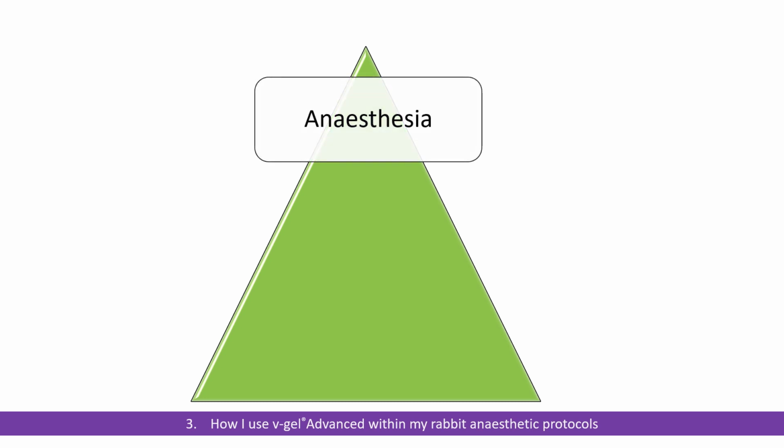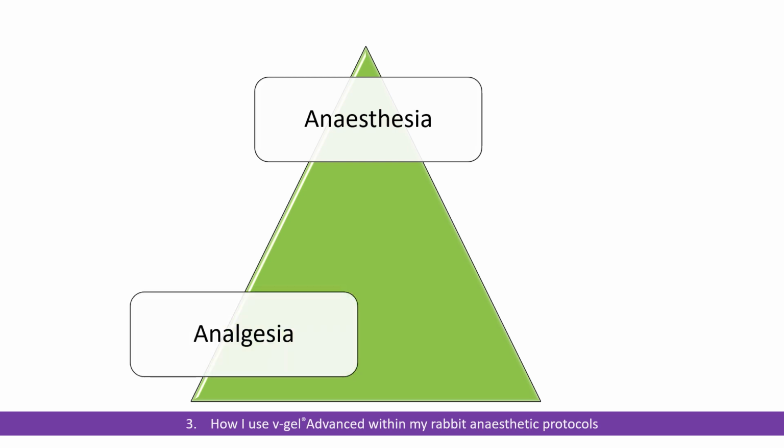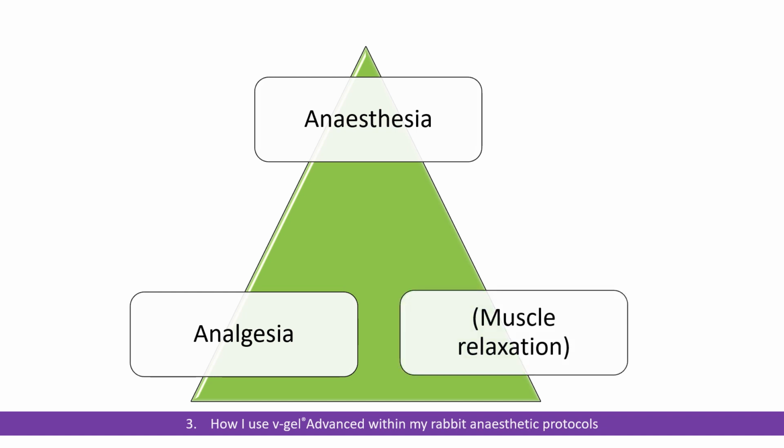So when we're looking at drug use with anaesthesia, there are 3 drug types that we can use. There are drugs that have a sedation or anaesthesia effect, like isoflurane, sevoflurane, alfaxalone, propofol, those sort of drugs. There are drugs which we use as analgesic agents, so that might be buprenorphine, methadone, non-steroidal anti-inflammatories, local anaesthetics. And there are drugs which provide muscle relaxation.